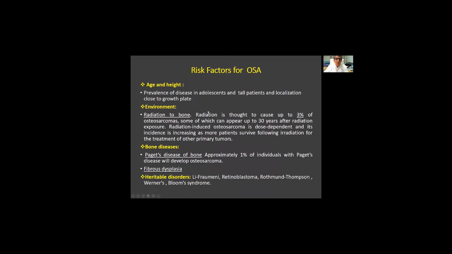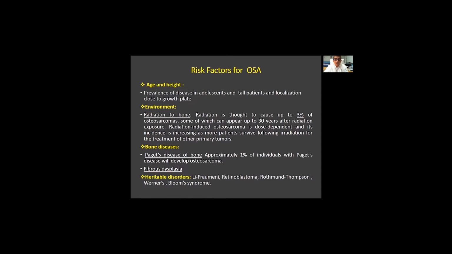Certain genetic and epigenetic factors can predispose to osteosarcoma. The prevalence of the disease in the adolescent and tall patients and the localization of the tumor close to the growth plate make us suspect that the rapid bone turnover may be a predisposing factor to this type of tumor.